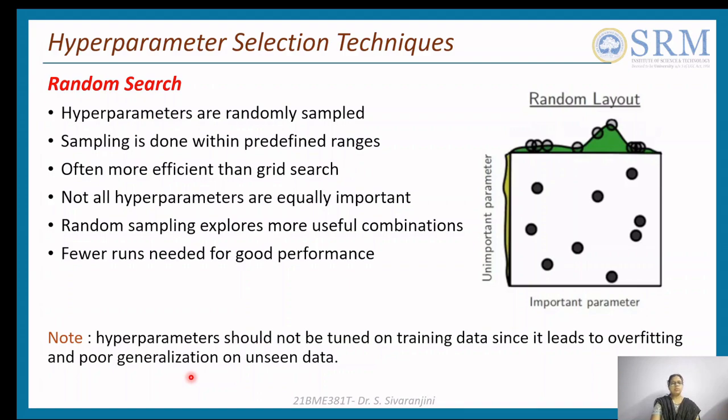So on the whole, when we combine, we say that the hyperparameters determine how well a model tries to learn the features.